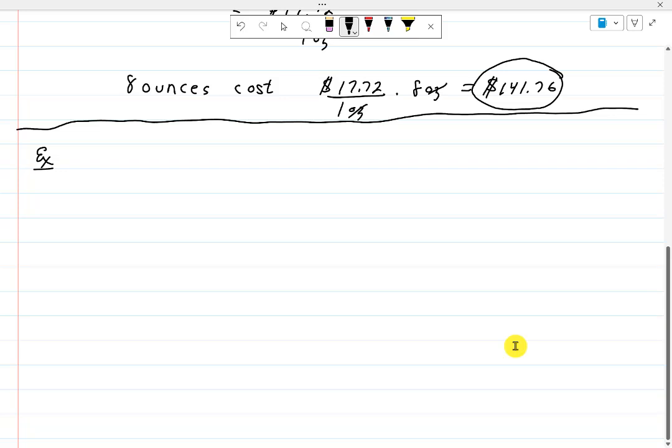Recently, I looked up the gas prices in Canada, and this is what I found for the cost per liter of gasoline: 1.51 CAD per liter. This is Canadian gas. So what I would like to do is convert that to dollars per gallon.